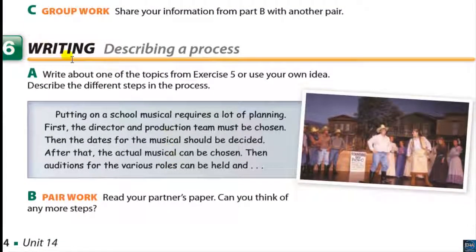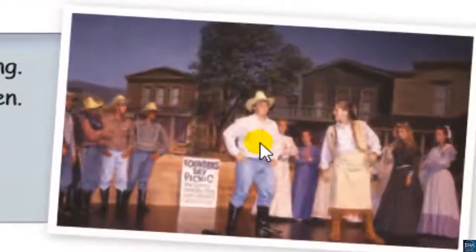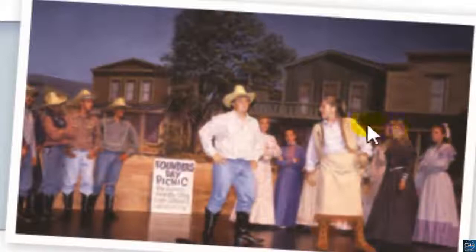Question number 6. Writing. Describing a process. Write about one of the topics from exercise 5 or use your own ideas. Describe the different steps in the process. Here, look at the picture. What do you see? Some people, they are in a theater. This one is dressed like a cowboy. They're like cowboys. So this is a show.